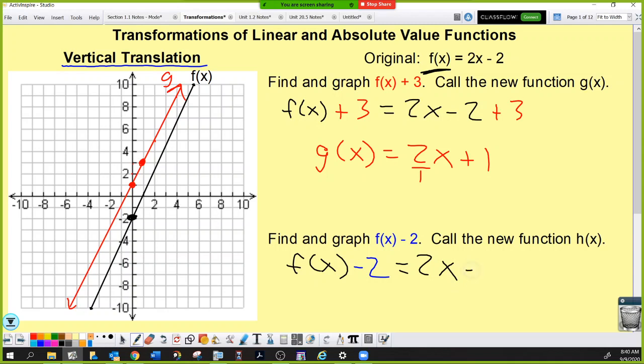Here's what f of x equaled, and here's the minus 2, happening on both sides of the equation. We were told to call this one h of x. You can't use g again, g's already been used. You can't use f again because f has already been used, so you're just going to call it h. It's just its name.